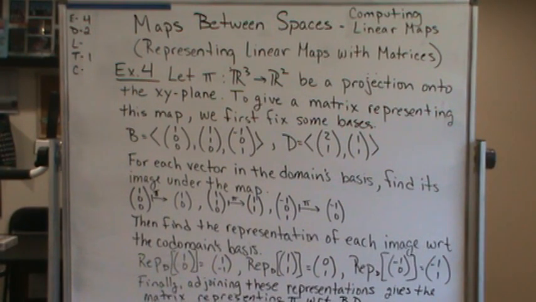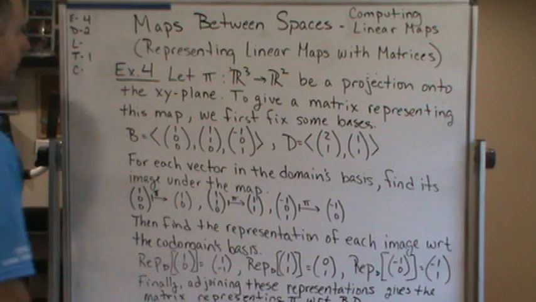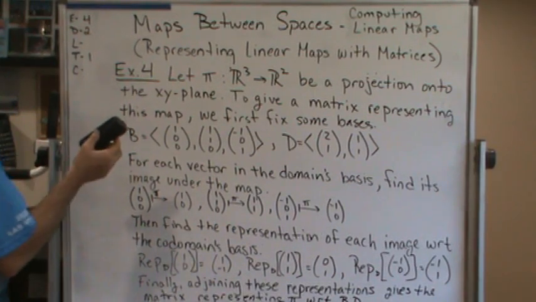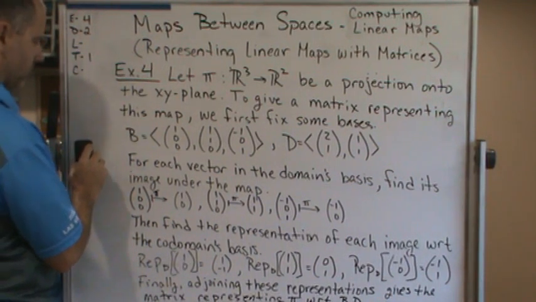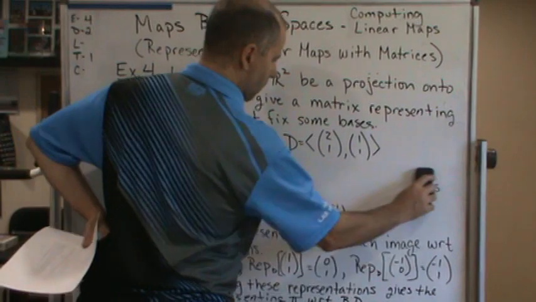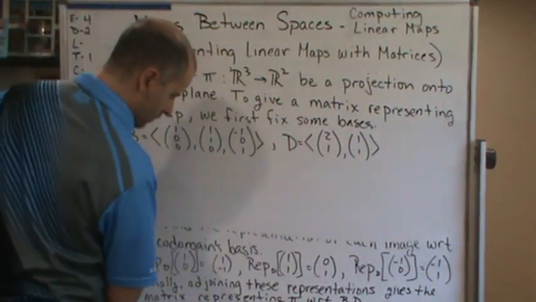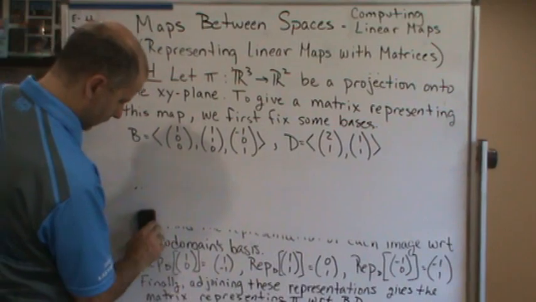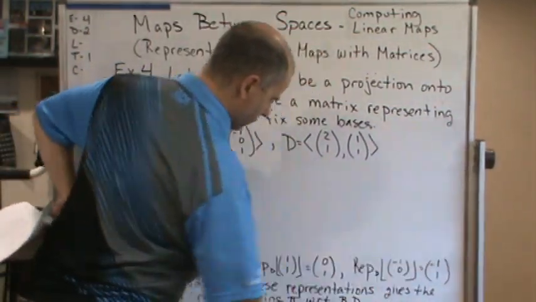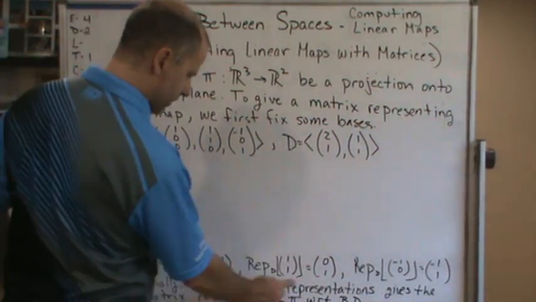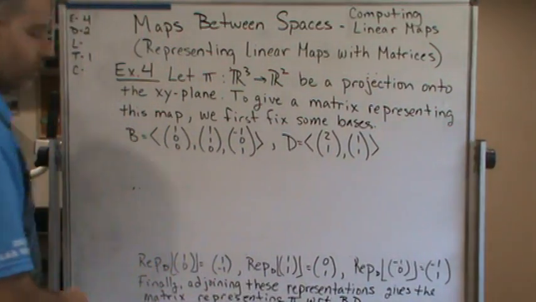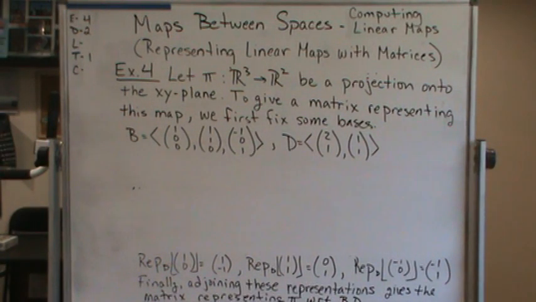Okay, so now we can illustrate theorem 1. So I'm going to just leave those up there. Again, we're just adjoining this, this, and this to get our representation matrix.